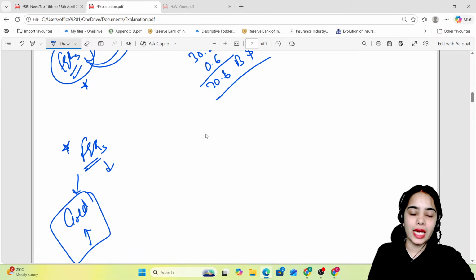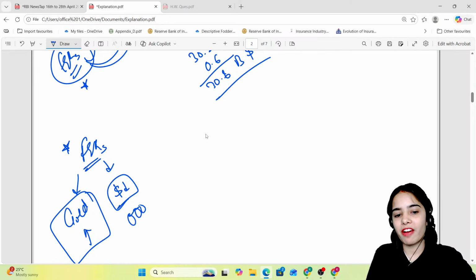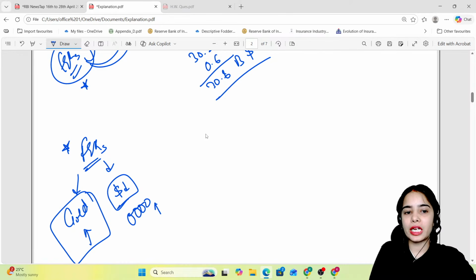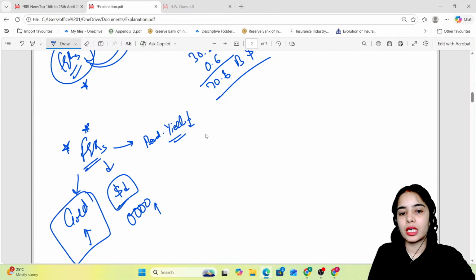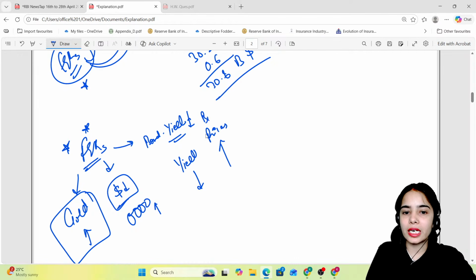Okay, the dollar has also depreciated, due to which the other currencies have become stronger and the foreign exchange reserves valuation has improved. Other than that, the bond yield is decreasing. Yield and prices have an inverse relationship. If yield is decreasing, the bond prices are increasing.